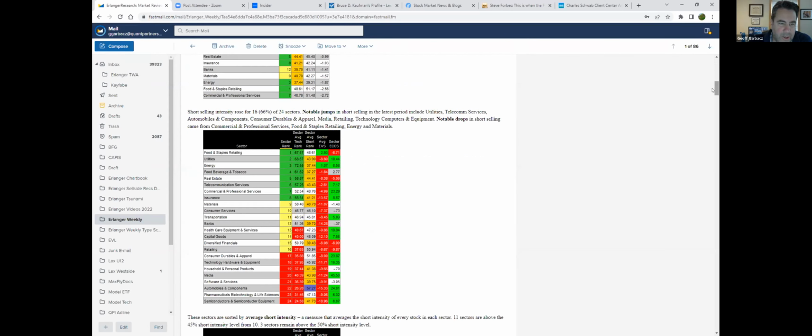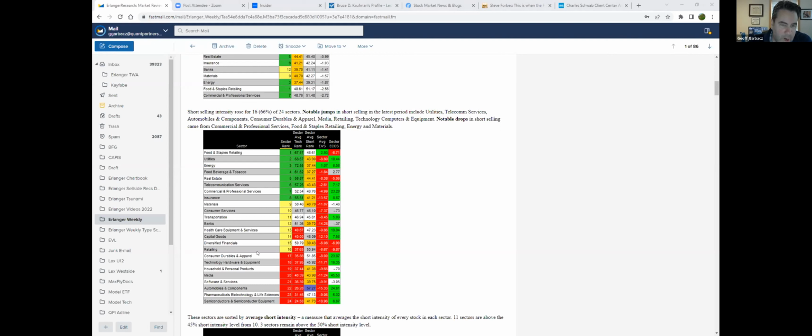You can see what sectors are good in our work. Basically, the defensive stuff is at the top: food staples, utilities, energy. Energy is not really defensive, but it's doing well because the price is up so much. Food, beverage, tobacco, real estate, telecom, commercial, and insurance. Insurance is defensive because people who play the financials typically move into insurance names when financials are in a bear market, because they have the higher yield and tend not to move around as much.